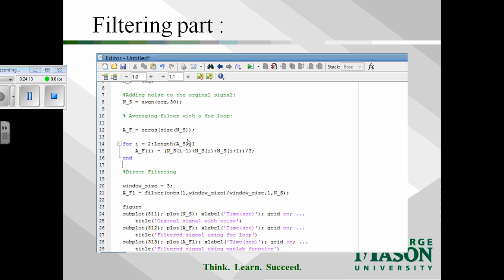So this program is an example program for a window of size 3. For each data point in our original noisy signal, starting from point 2 and going all the way to the end -1. Why is it the end -1? Because again, if you go all the way to the end, you have to do the data point after it, and that data point doesn't exist. So that's going to produce an error also.